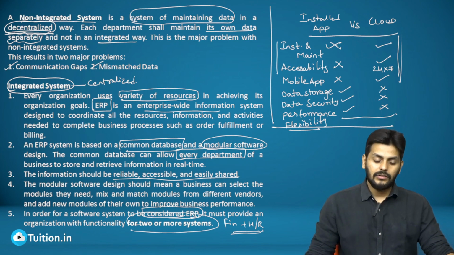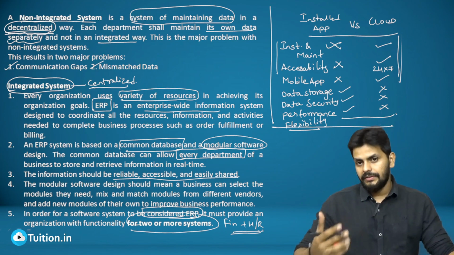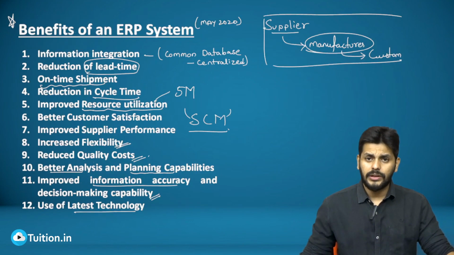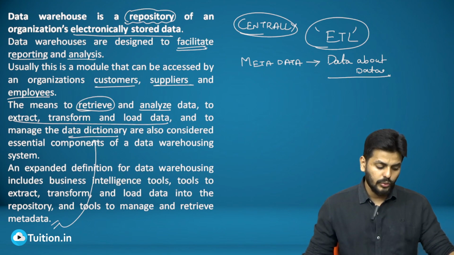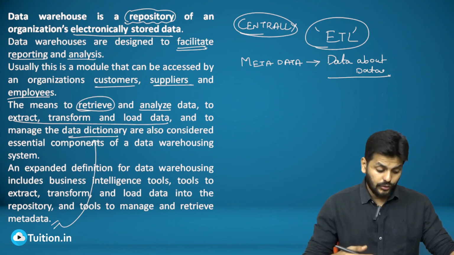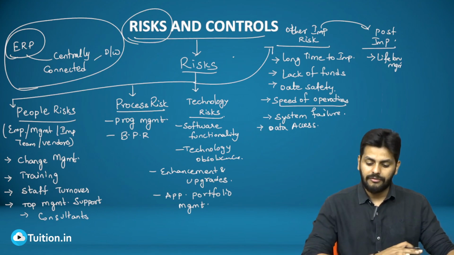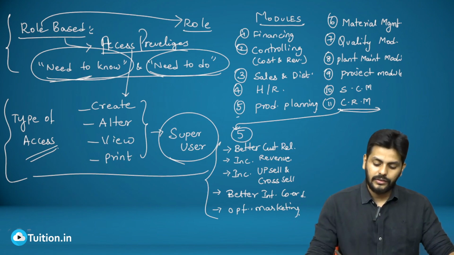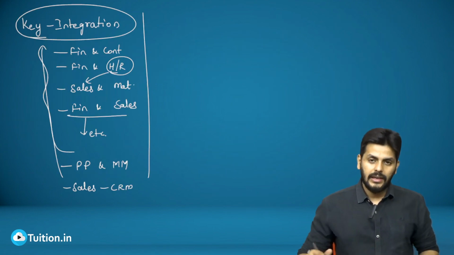So let me quickly run through what we discussed here. ERP is a centralized system covering all the various aspects of the organization, finance, marketing, HR, all under one roof. That's what ERP does. The 12 benefits of the ERP system. What constitutes using a data warehouse, and if you have to run everything smoothly, you need to have a data warehouse. And then we also talked about the wide topic of risks, what is role-based access, the types of access, the modules involved in ERP, and the key integration aspects of ERP.